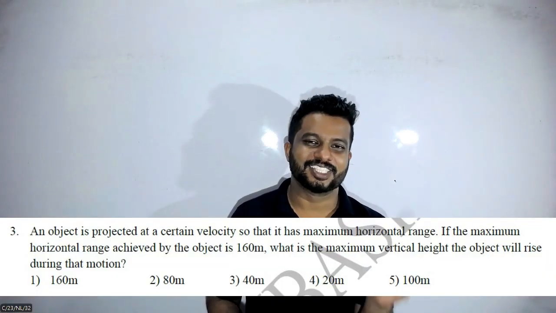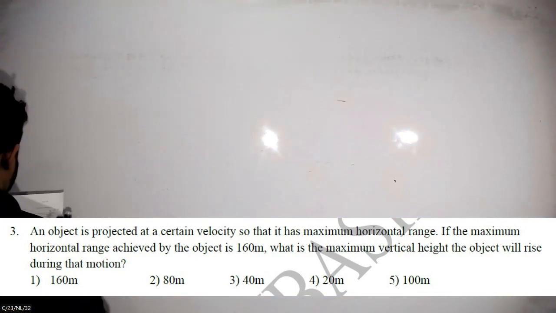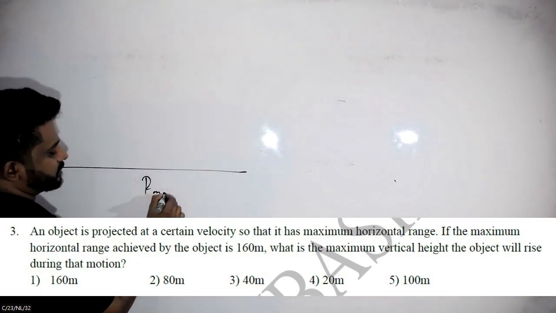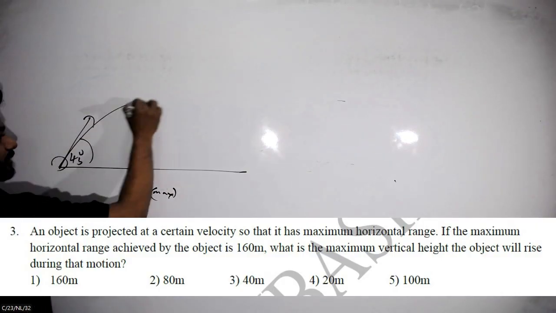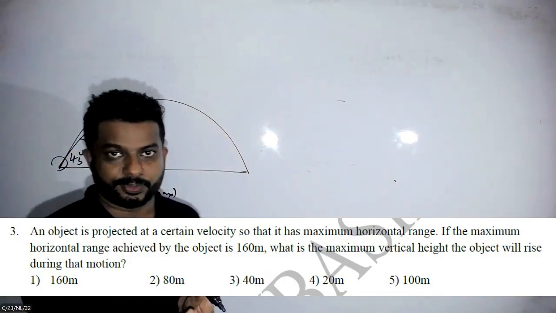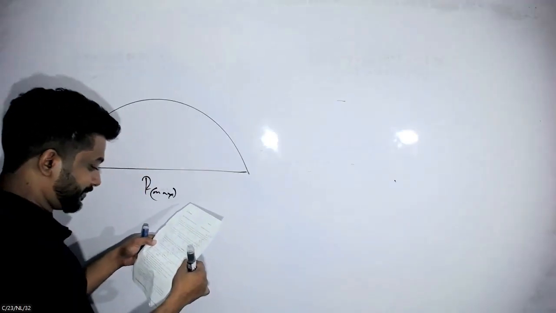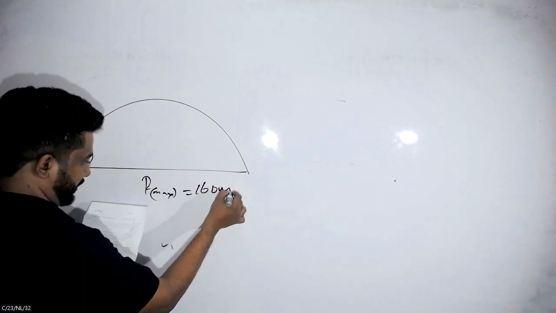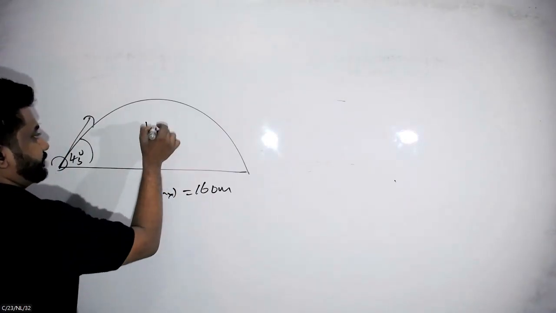Right, let's see the answer for the third question. An object is projected at a certain velocity so that it has maximum horizontal range. To obtain maximum horizontal range, R max, this object should be projected at an angle 45 degree with the horizontal. This is the first theory point you need to know to find the answer. Let's see the question. If the maximum horizontal range achieved by the particle is 160 meters, what is the maximum vertical height the object will obtain?